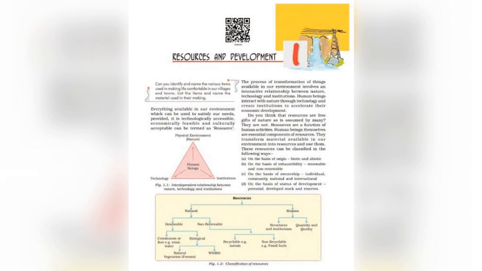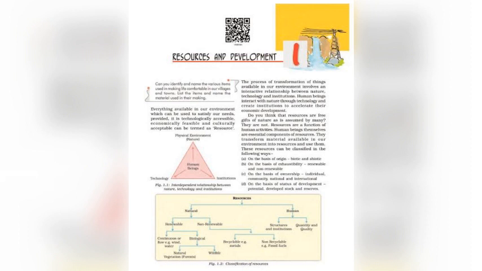Types of resources. On the basis of origin: biotic resources. These are obtained from the biosphere and have life, such as human beings, flora and fauna, fisheries, livestock, etc. Abiotic resources: all those things which are composed of non-living things are called abiotic resources. For example, rocks and metals.